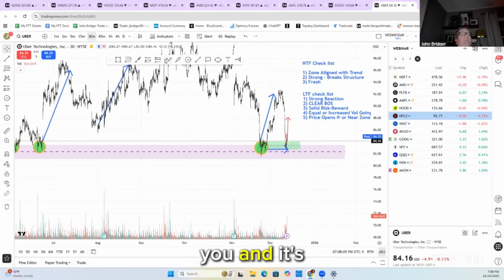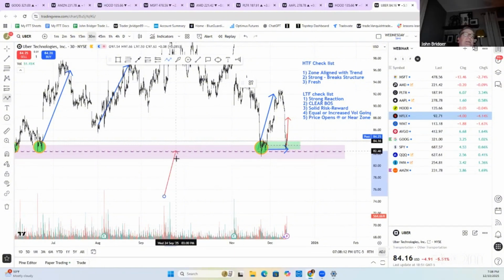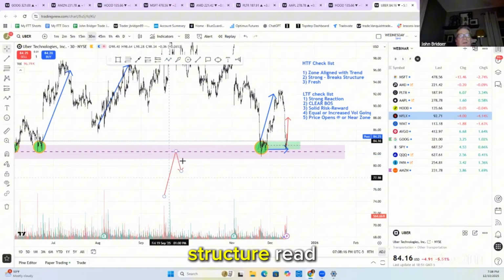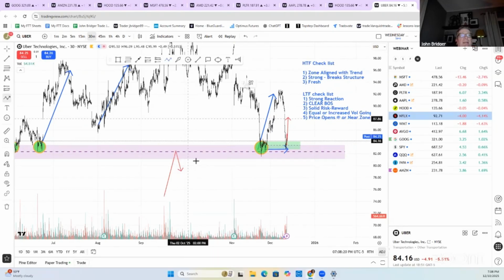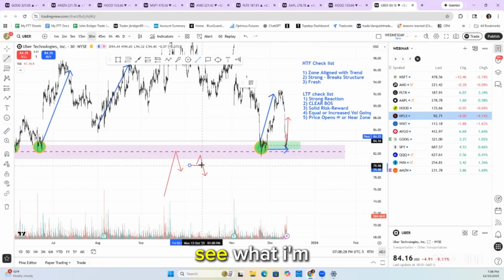That's right, because it's also easy to see. So let's say this is our zone, right? If price opens up down here and it does this, it's hard for me to get a break of structure read. Whereas if it opens up here at the zone, it just has to do that, and I've got a break of structure. There's my break of structure right there. See what I'm talking about?